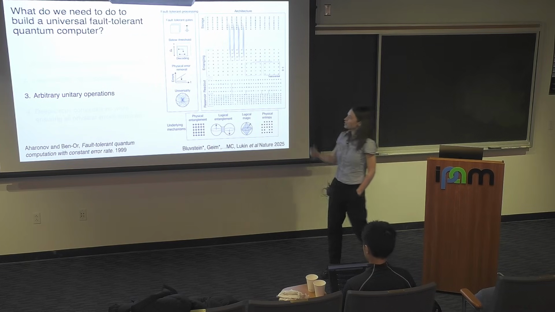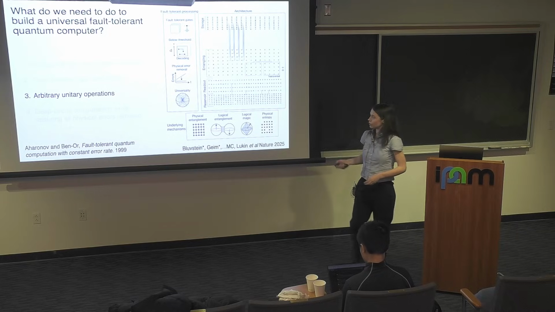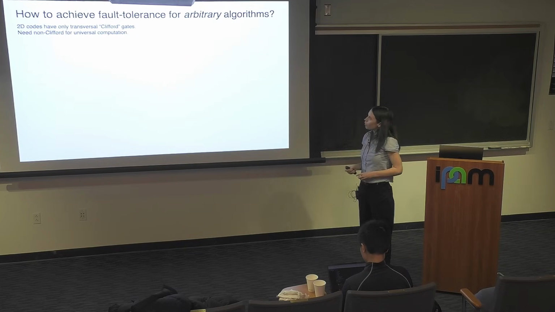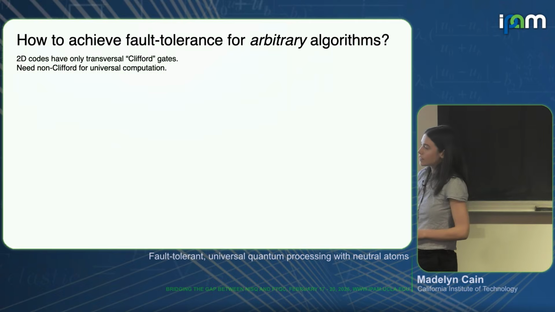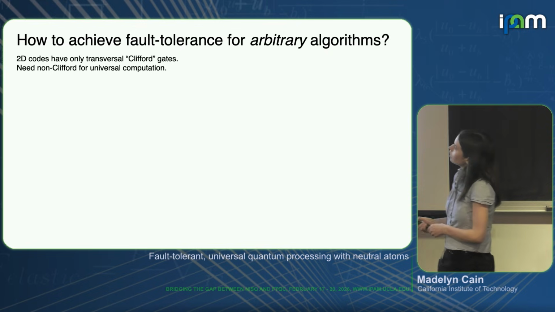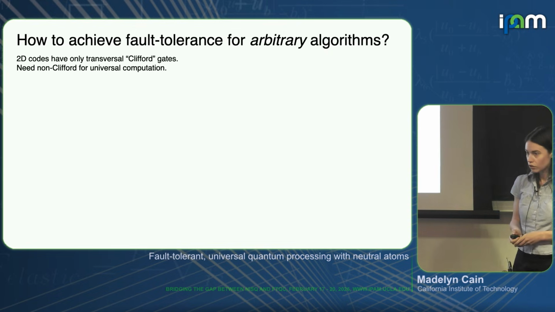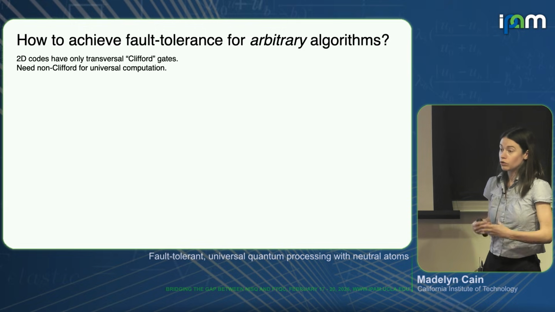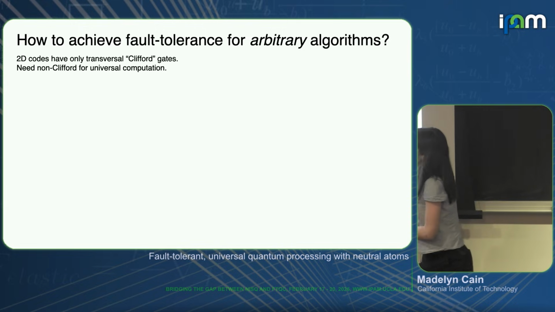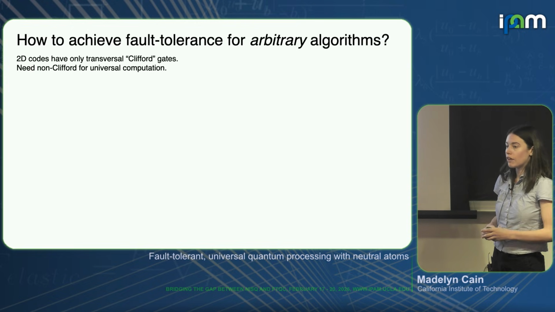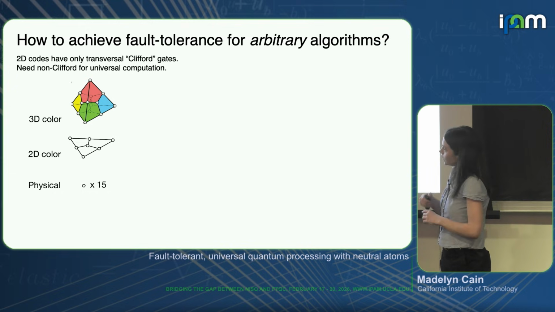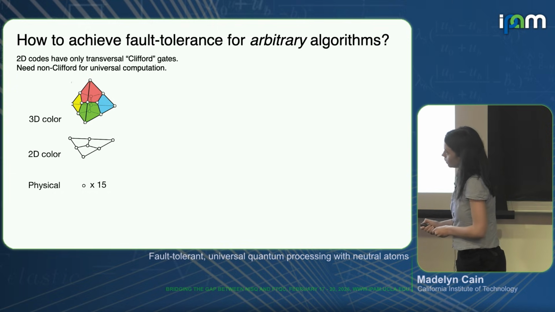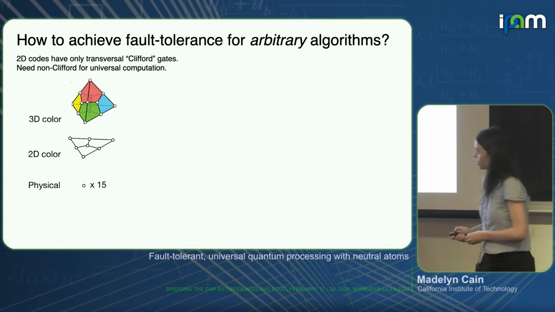All right, to end, I want to just give you a flavor of how one can take this and do universal computation. So we've looked at transversal gates, but this is actually not enough to do an arbitrary algorithm. And the reason is that if I have a 2D code, like the surface code, only my Clifford gates are transversal. Clifford gates are not enough to do universal computation. You need a non-Clifford or magic gate. And to do this, you have to increase the dimensionality of your code. So to explore this, we'll look at a 2D color code as well as a 3D color code.